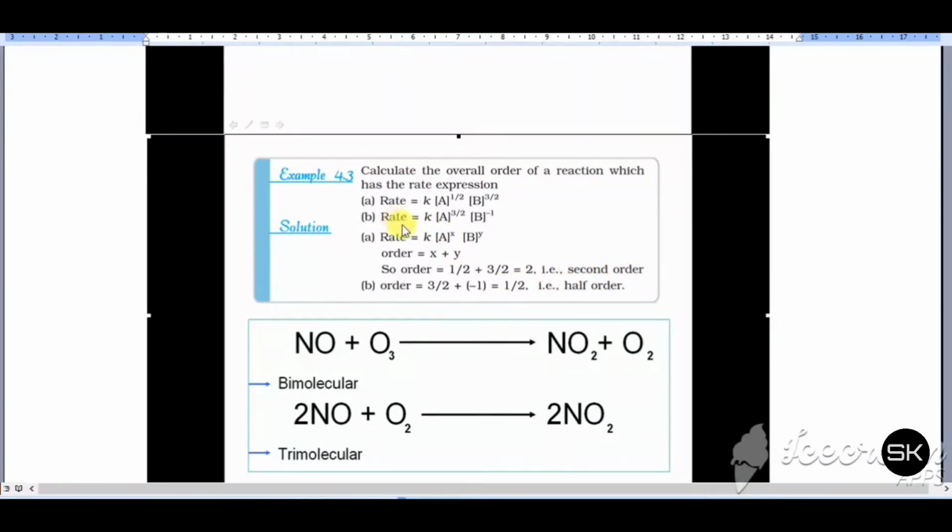Similarly, in the second rate expression, the power of the first reactant species is 3/2 and the second reactant species is -1. Then the order will be 3/2 plus (-1), which is 3/2 minus 1. Then it will be 1/2. So the order of the reaction will be half order.